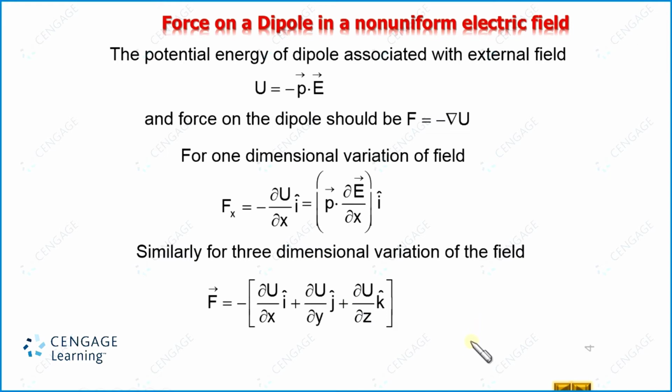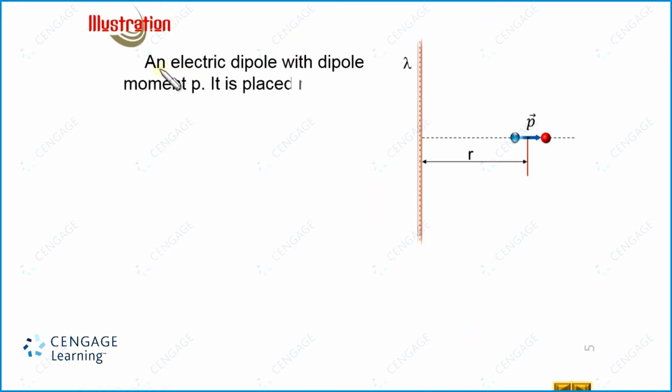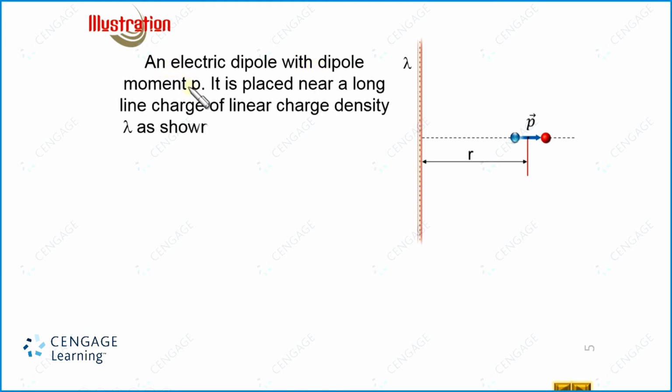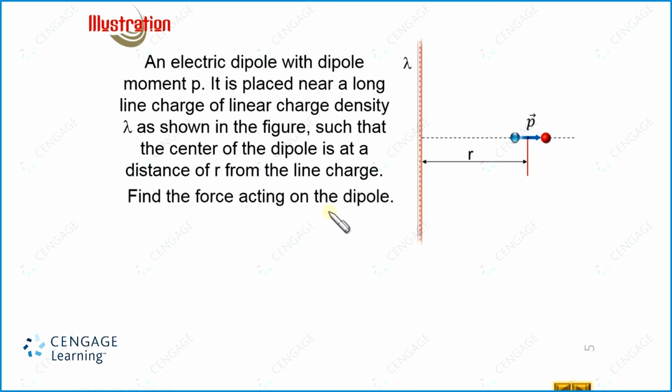So, let us move to illustration number 1. In this illustration, it is given an electric dipole with dipole moment P. It is placed near a long line charge of linear charge density lambda as shown in the figure. This is the dipole having dipole moment P vector. This is the infinite long wire having charge density lambda per unit length. And this dipole is placed at a distance small r from this wire, and here we need to find the force acting on the dipole.